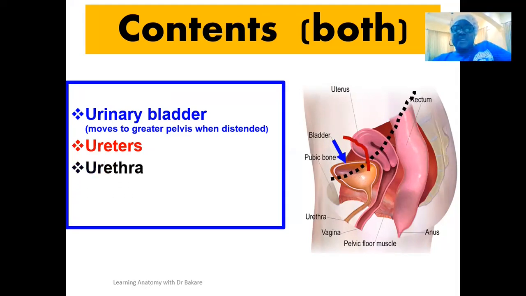Then we have the urethra. This is the urethra here at the exit of the urinary bladder, and this is what takes urine out and delivers it to the external environment.